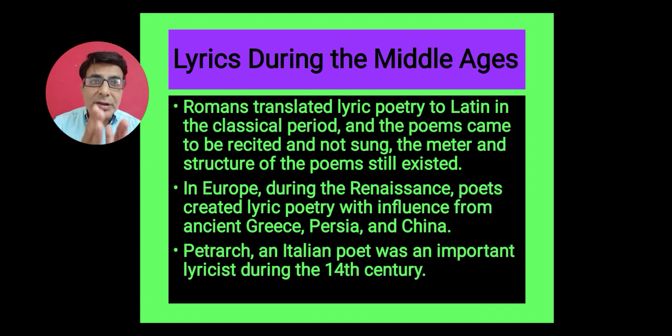But later on, after the Middle Ages, in Europe during the period of Renaissance, a movement which began from Italy and then came to England during the 15th and 16th century. During this period of Renaissance, some poets started writing lyrical poetry, but this poetry was mainly influenced by Greek lyrics or Persian lyrics or Chinese lyrics. In Japan also during the Middle Ages, lyrical poetry was written. They were known as haikus, right? So in Japan, in Greece, in Persia, in China, everywhere, lyric poetry was popular during the Middle Ages.